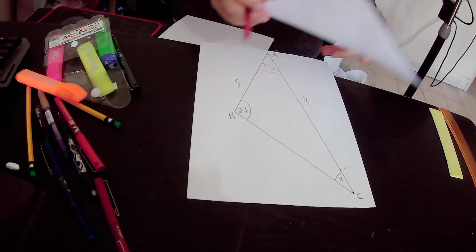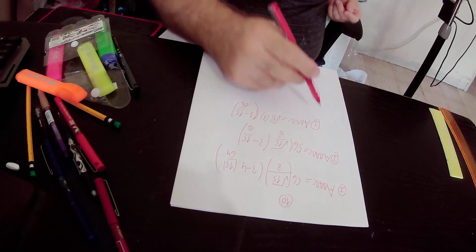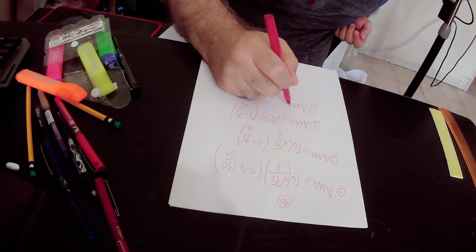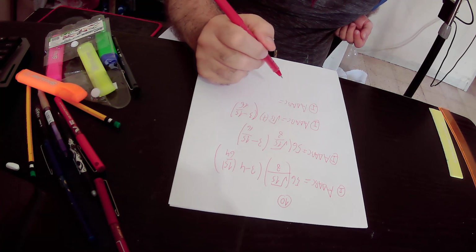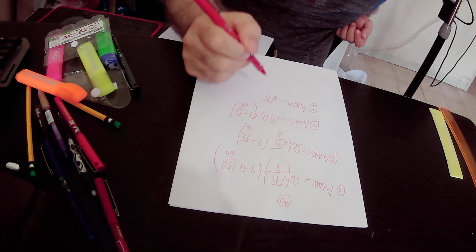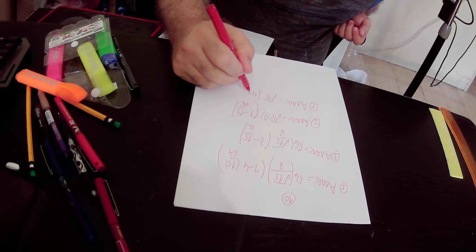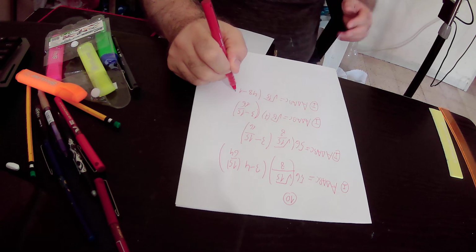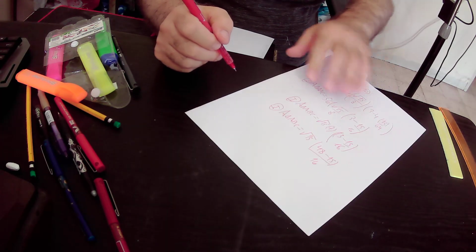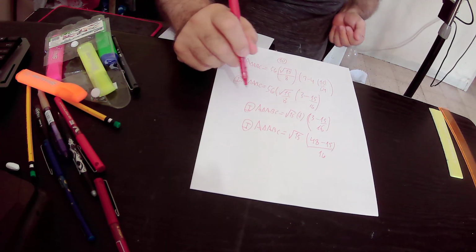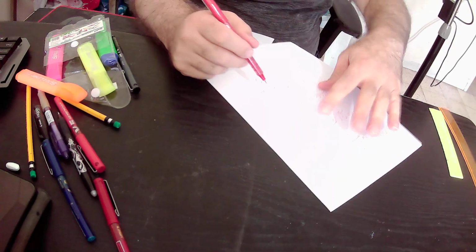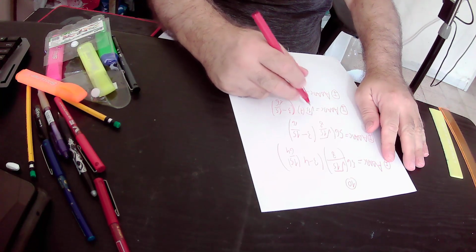Okay, we will get that the area of triangle ABC equals to root 15 times 48 minus 15 over 16. So in total we got that the area of triangle ABC equals to root 15 times 48. Here I forgot 7. This is root 15 times 7.